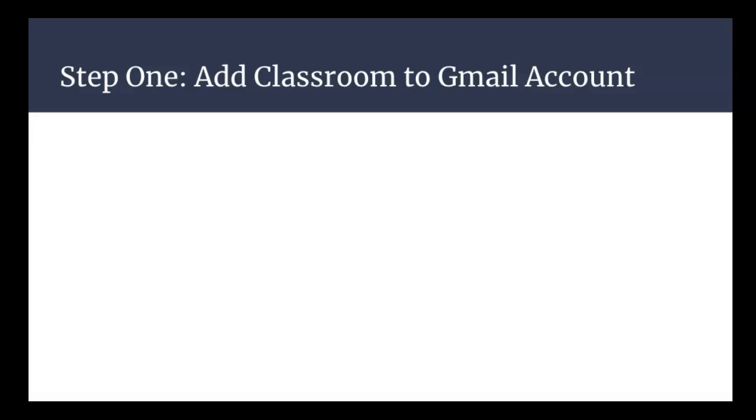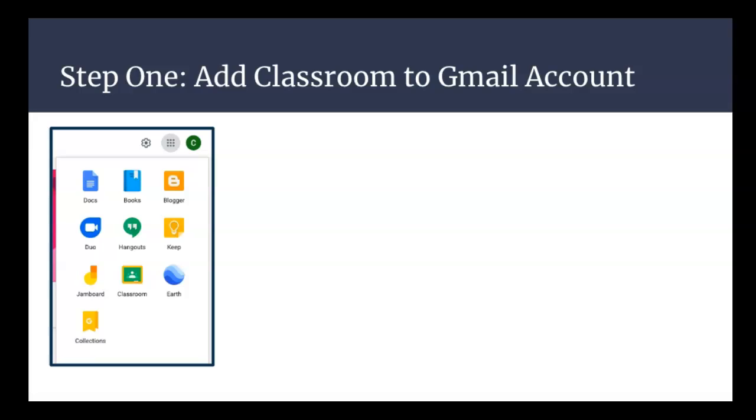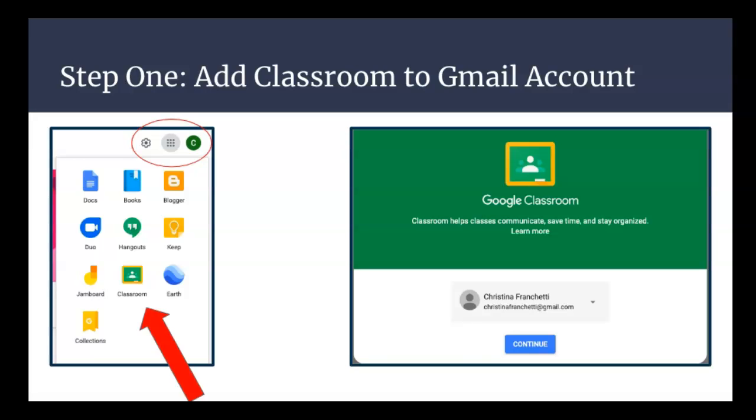Step 1. You need to add your classroom to your Gmail account. After signing into your Gmail account, the first thing you'll need to do is to click on the Google Apps icon in the upper right-hand corner, and then scroll down until you can find specifically the classroom icon. Click on the icon, and if you've never used it before, a drop-down menu will ask you to choose which Gmail account you want to associate with your Google Classroom. Then you'll click Continue.